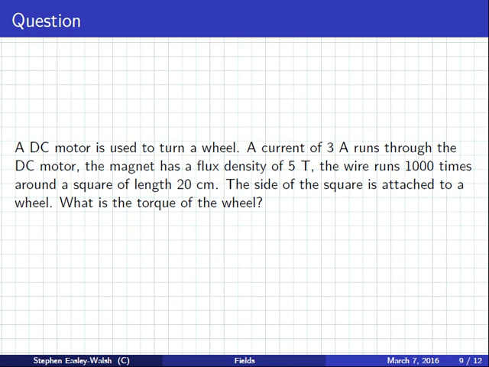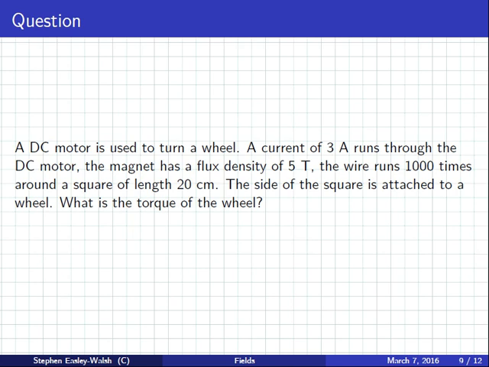Torque is turning force. Force multiplied by distance is turning force. The unit is Newton meter. Let me calculate. What did you get, Yahya? 3,000. I times B times A times N.